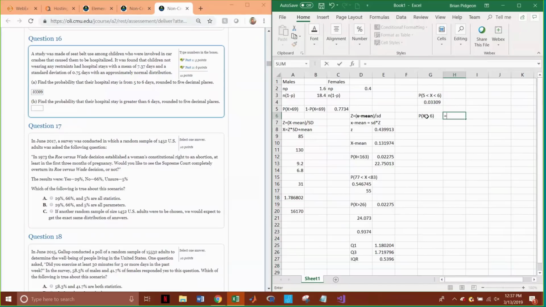So, once again, we're looking at a greater than probability calculation. So we're going to do 1 minus norm dist, 6, 7.37, 0.75, comma 1. And we get that the probability is 0.96613. It's sad.